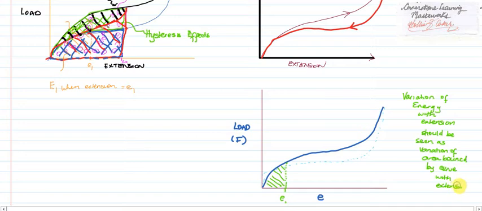So in other words, when you extend to a different value, now E2, you draw a vertical line up here like that, and not only this area here, but even the place before, all of that now is the energy stored. The area here corresponds to the energy stored when you extend by amount E2.